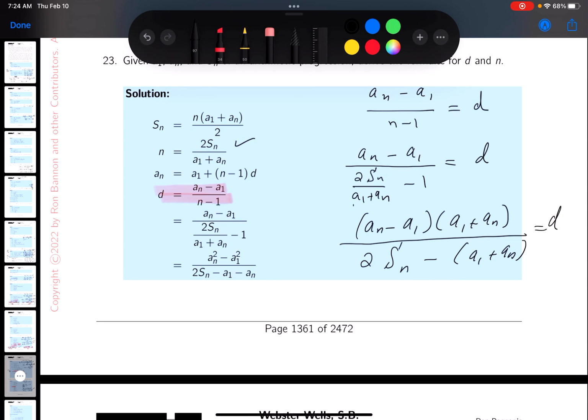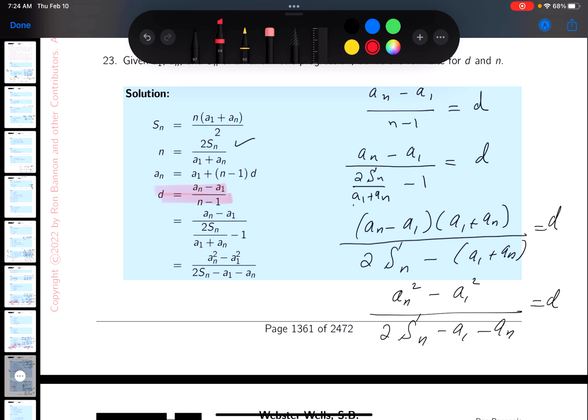I'm going to just multiply it out to make sure I get what they said I should get. And if you looked at it, well, it's conjugates, right? So what are you going to get? a_n squared minus a_1 squared. Again, they're conjugates. And what do you get on bottom? You would get 2S_n minus a_1 minus a_n is equal to d.